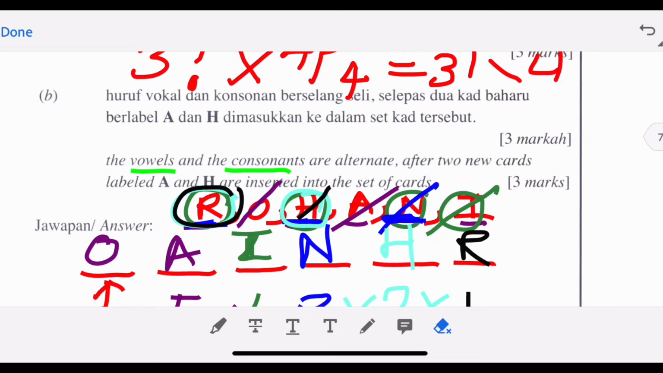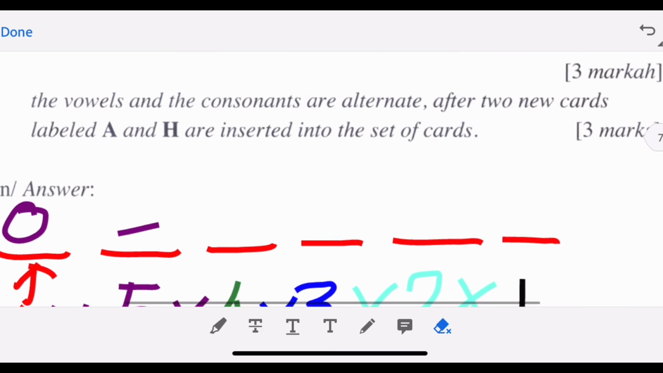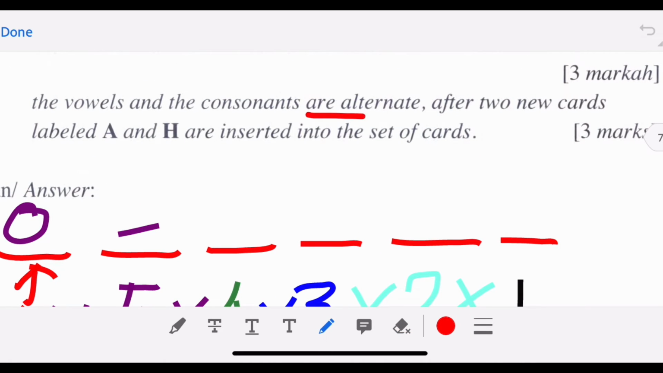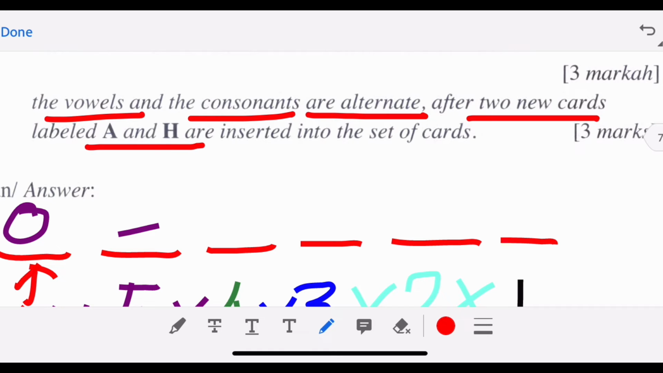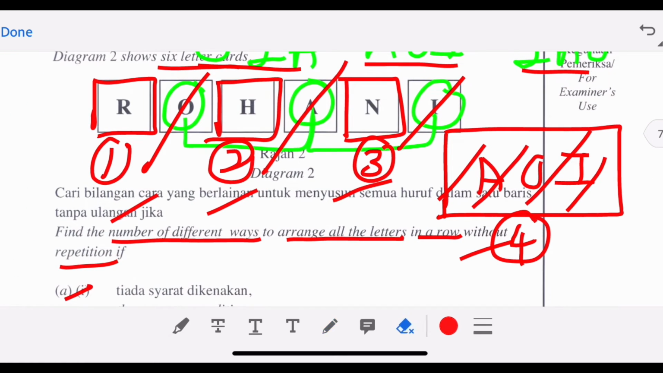Let's understand the question. The vowels and consonants are alternate. Alternate. Vowels and consonants are alternate. What does it mean by alternate? After 2 new cards, A and H are inserted. Right, so this one becomes more challenging.